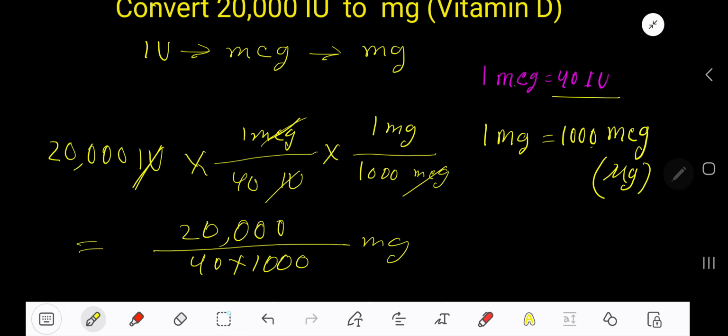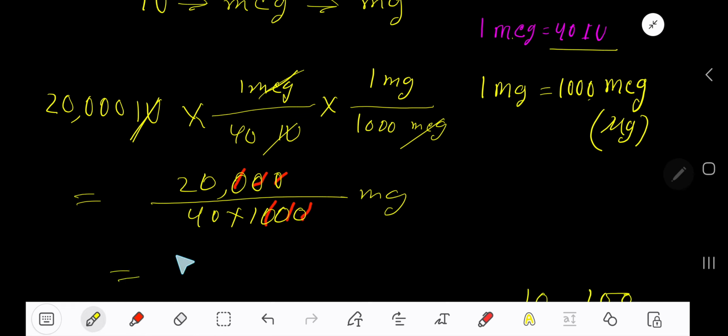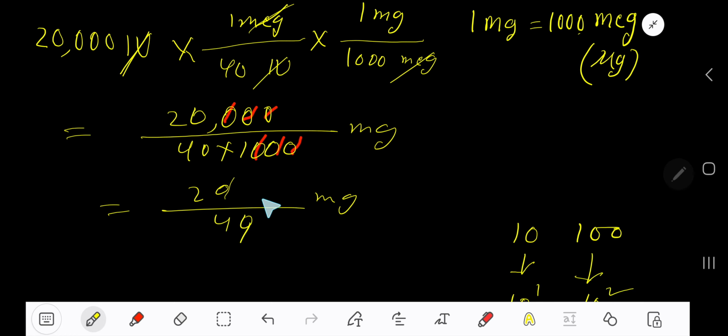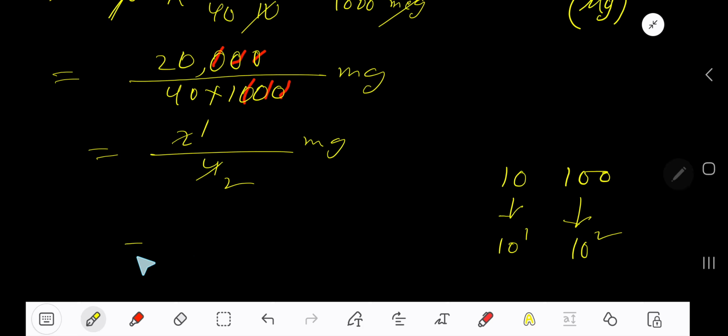milligram. Now cancel this 0, this 0, this 0, this 0, this 0, this 0. So we are getting 20 divided by 40 times 1 milligram. Now cancel this 0, this 0. If you divide these two, you will get 1. If you divide 4 by 2, you will get 2. So 1 over 2 milligram.